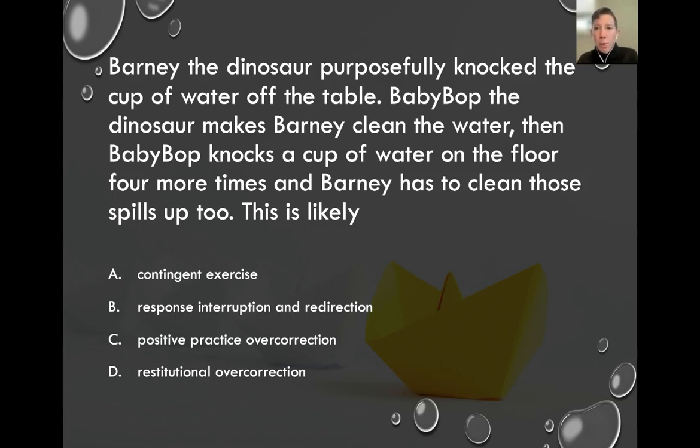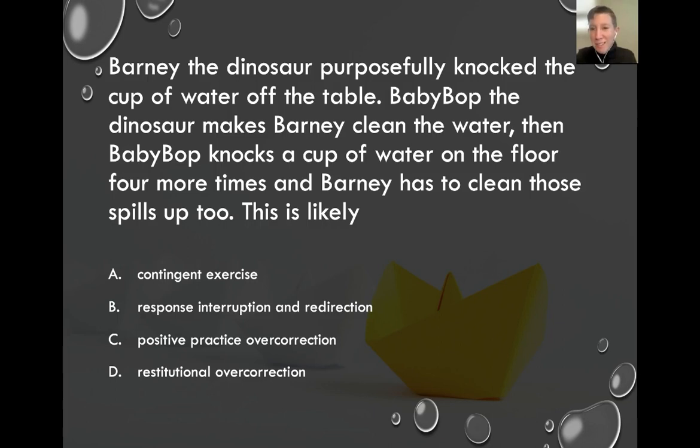And so in our scenario, I used Barney and Baby Bop, and you'll notice I don't use clinical examples when I'm talking about punishment procedures because I'm just not going to do that. So for this question, Barney knocks off the water assumably on purpose. I love that the word purposely is here because we don't really know, right? Only Barney knows that. But Baby Bop assumes that purposely the cup was knocked off the table.